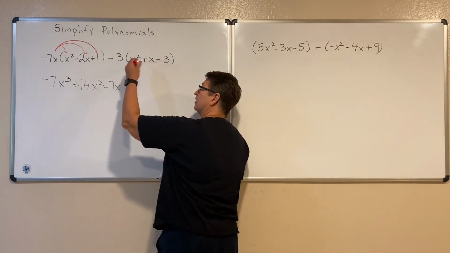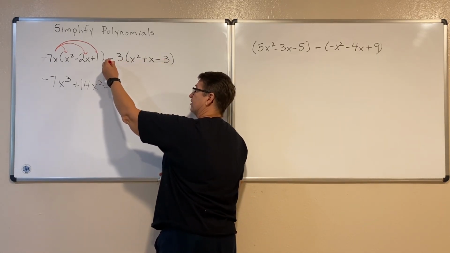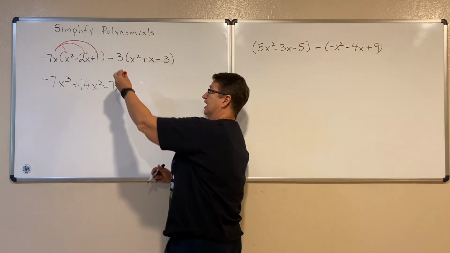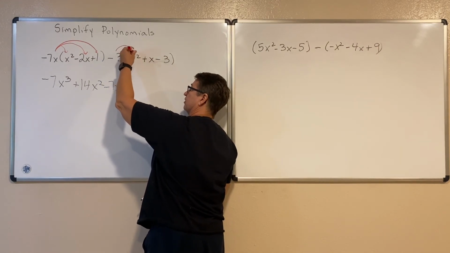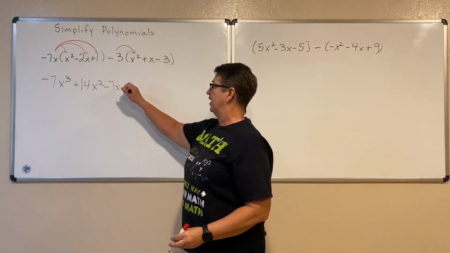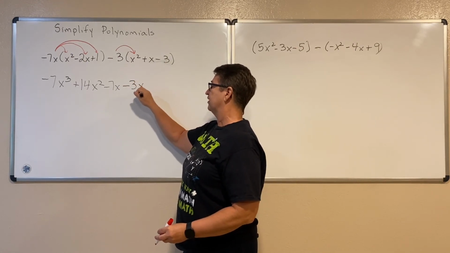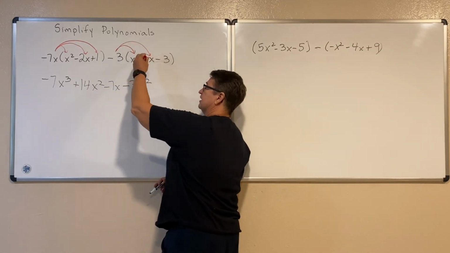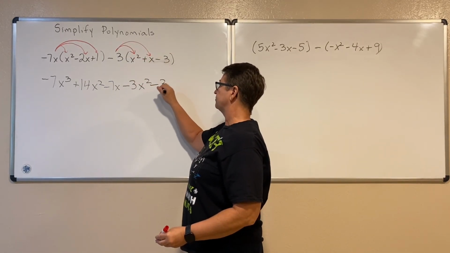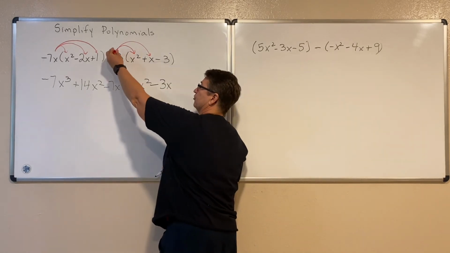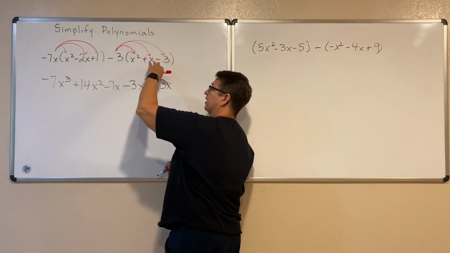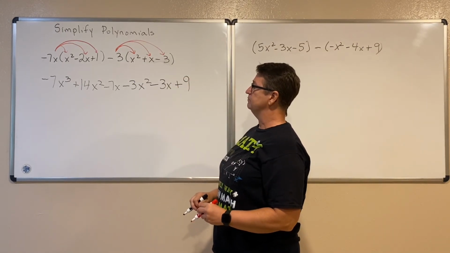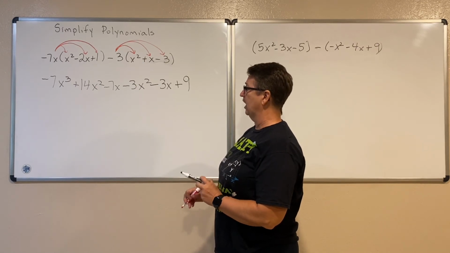Now, there's another bit of multiplication going on here. Here I've got negative 3 multiplying times this trinomial. So I'm going to distribute that negative 3 to all 3 of those terms. Negative 3 times x squared gives me negative 3x squared. Negative 3 times x is a negative 3x. And then negative 3 times negative 3, well, a negative times a negative makes that a positive, and 3 times 3 is 9.